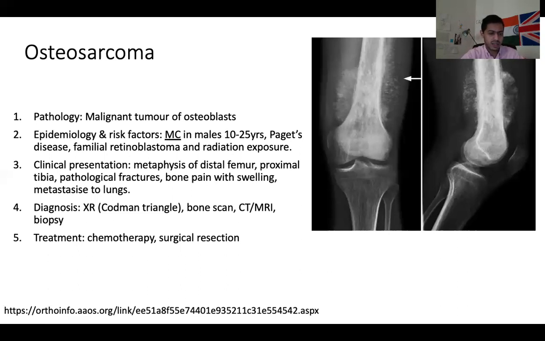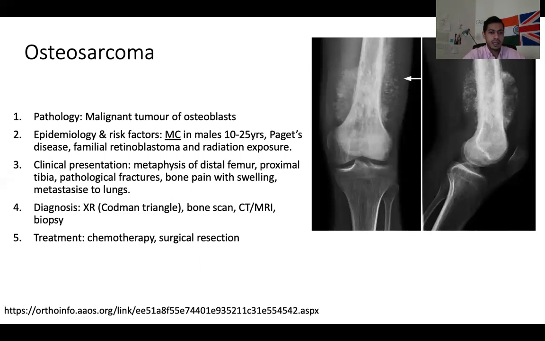Clinical presentation usually affects the metaphysis of the distal femur or the proximal tibia. It can cause pathological fractures because of this osteoblastic overexpression, and there will be some bone pain with some swelling. And as it's a sarcoma, it does metastasize to the lungs, unfortunately.